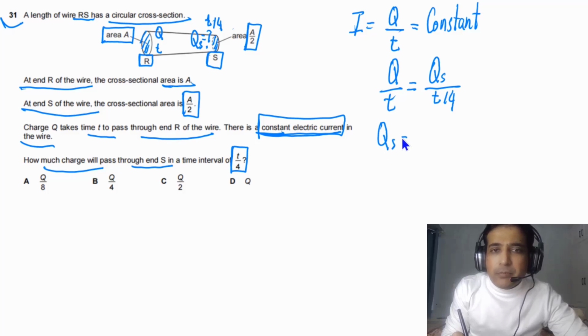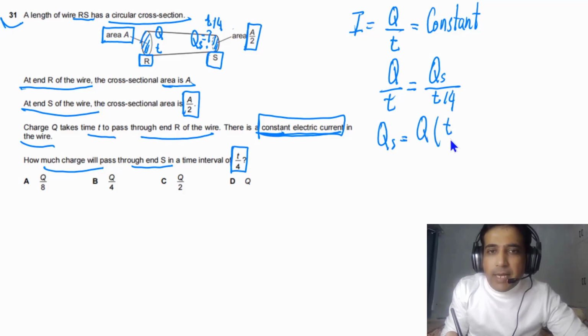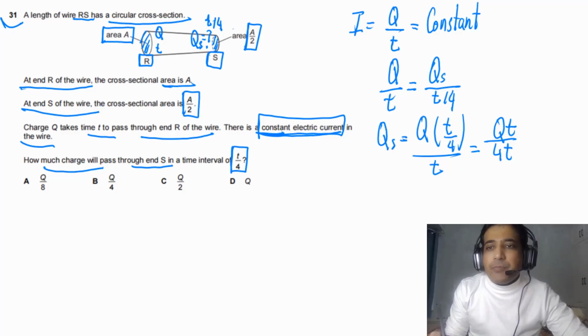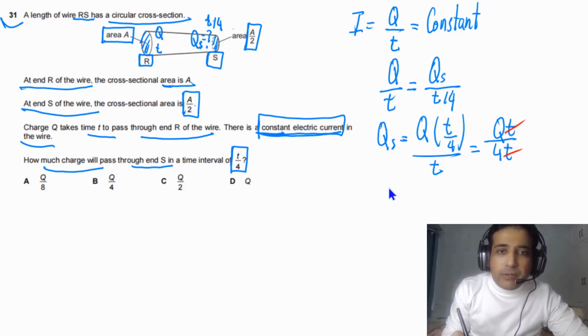So simply we can make Qs the subject and rearrange. Here we will get Q times T by 4, divided by T. So if we rearrange, we can write this one as QT divided by 4T. So T in this case we can cancel. This T we can cancel with this one. So simply we are left with Q by 4.